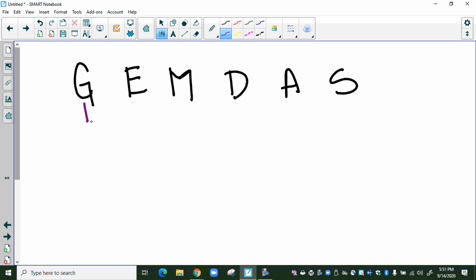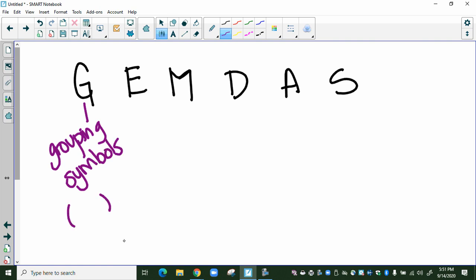So think for a second in your head of what the G stands for. If you said grouping symbols, you were correct. Now we're going to be very, very basic with our grouping symbols. We are going to mainly talk about parentheses right now. Think for a second, what does the E stand for? If you said exponents, you were correct. In this video, we're not going to talk about exponents, but we will get to those later.